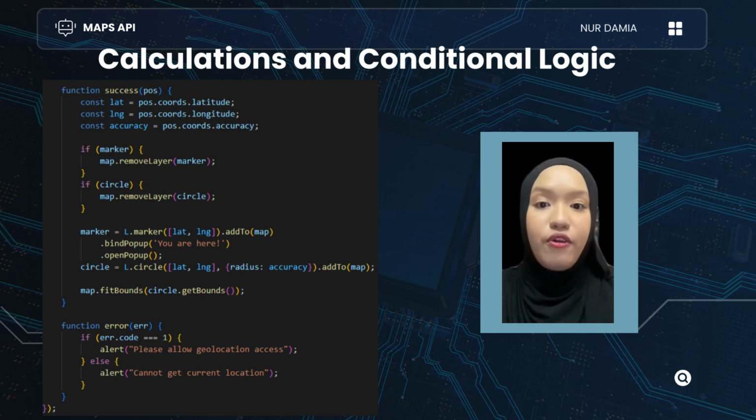We display the geolocation accuracy using a circle with a radius proportional to the accuracy value provided by the navigator.geolocation API. If the user denies access to their location or if the location cannot be determined, we handle these errors using a conditional statement. For example, if an error occurs, an alert is displayed prompting the user to enable location access or informing them of the inability to retrieve their location, like in this code. You can see the conditional part.